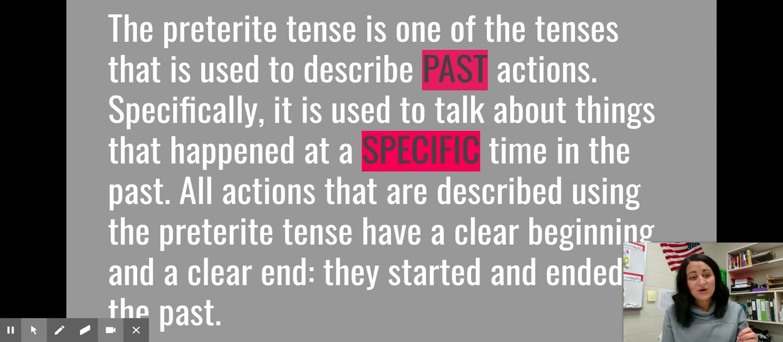And so we have to know that the preterite tense is the past tense that talks about specific times, and we know those things are completed. They are done. There is no question about it, okay? And if you can remember those two biggies about the preterite tense, you're going to be a lot better off.